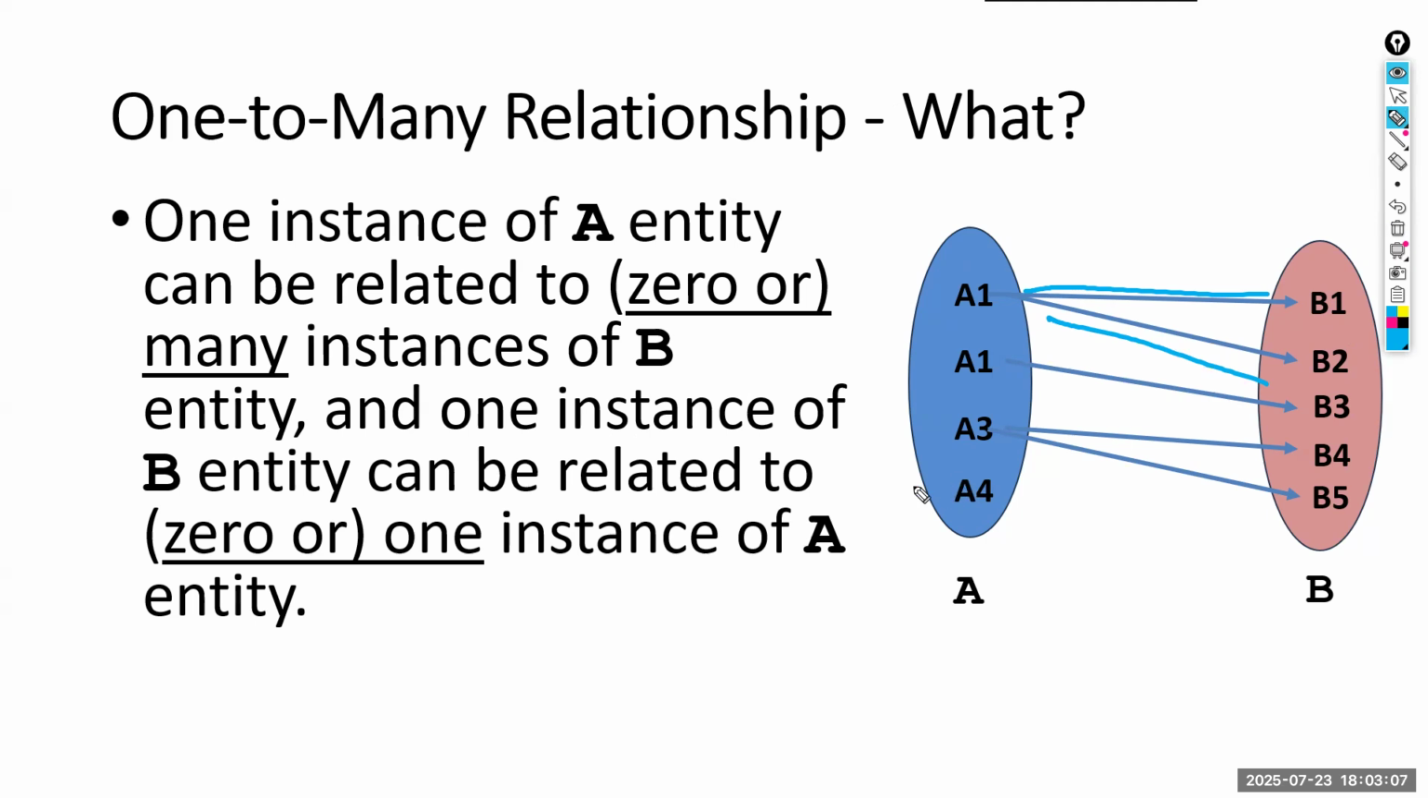Okay. Sometimes we say one to many, or sometimes we say one to zero-many. But simply we say one to many. One instance of A is related to many instances of B, or possibly many instances of B. But one instance of B is related to only one instance of A. When I say one, it is zero or one. When I say many, it is zero or many.